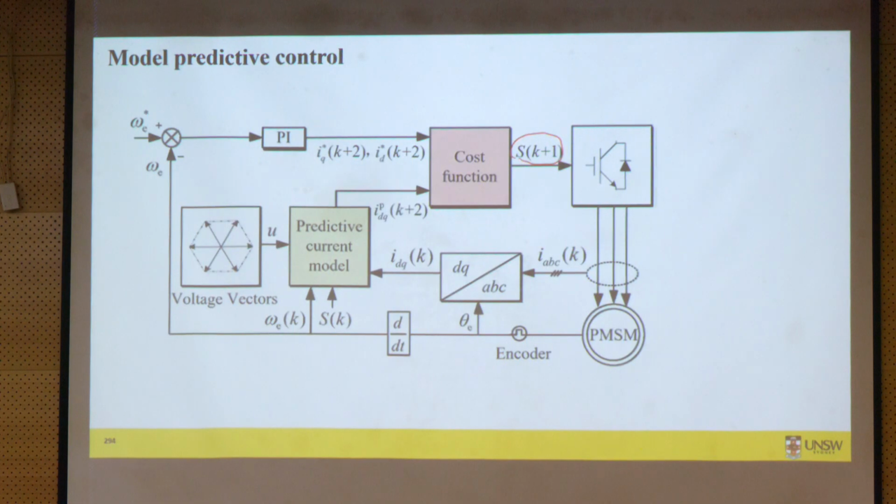So you can see it actually came from DTC. Like in DTC, you also try to find the space vector: if your torque increases, which space vector you need to apply. Here it's the same concept. You want to find which space vector to apply to reduce the error between the predicted current and the reference current.